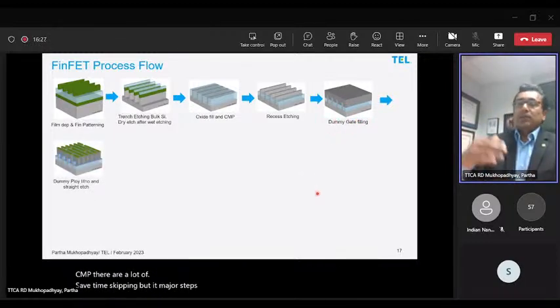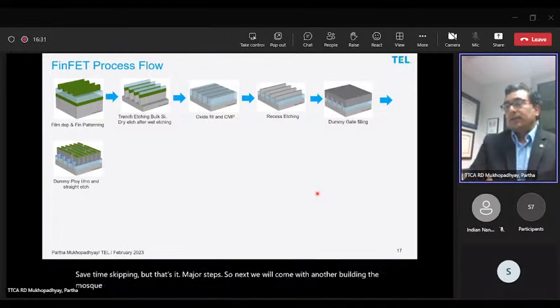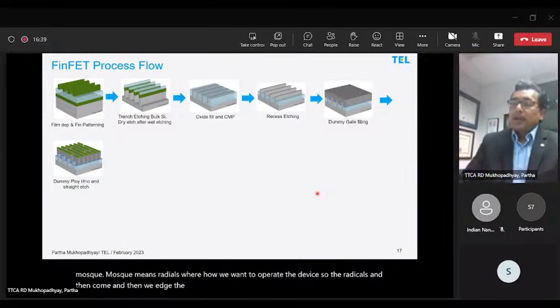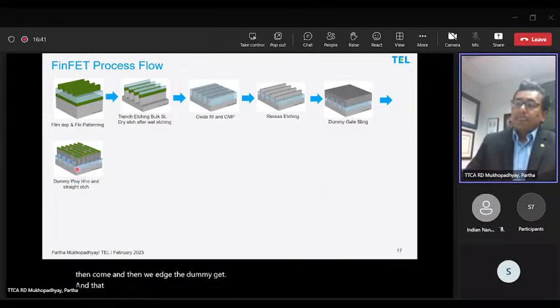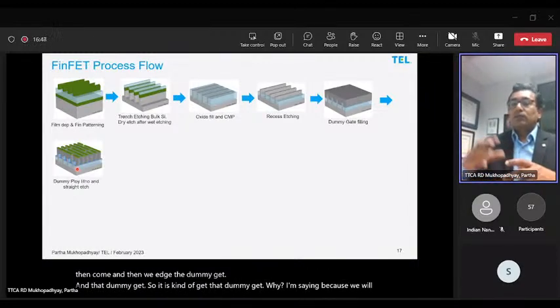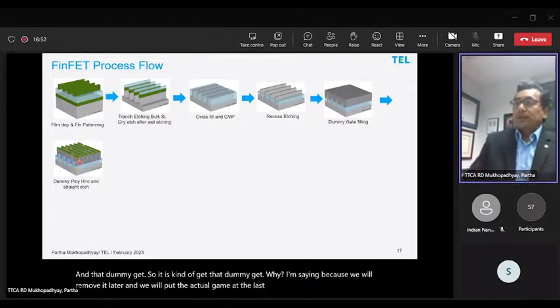So next we will come with another mask. Mask means reticles, where we arrange the device. So the reticles come, and then we etch the dummy gate. And that dummy gate, why I'm saying dummy, is because we will remove it later and we will put the actual gate at the last. So that's why we call it dummy gate.